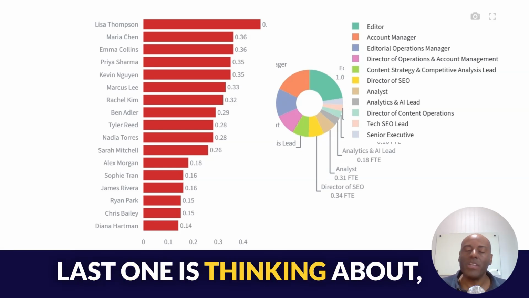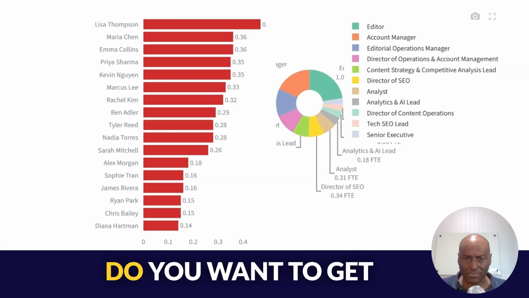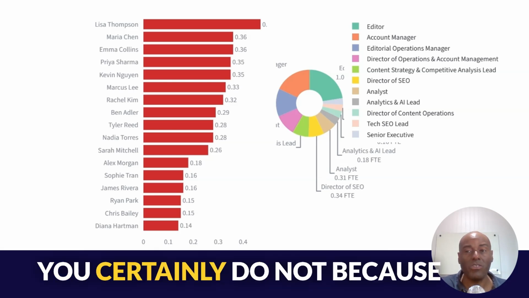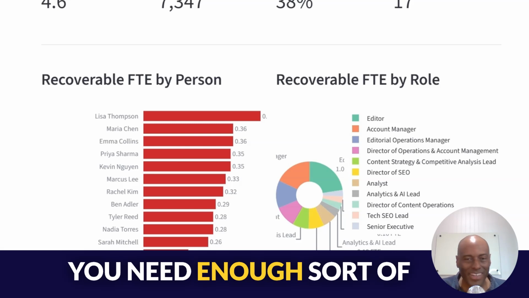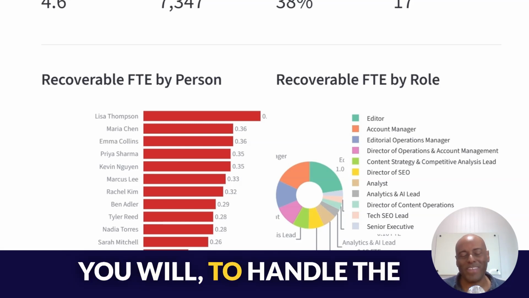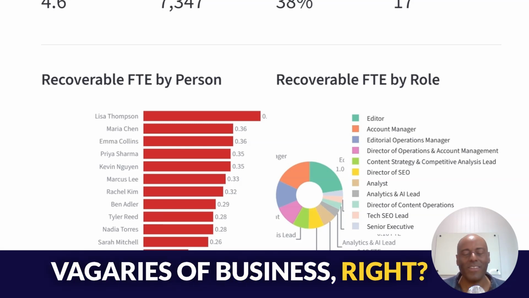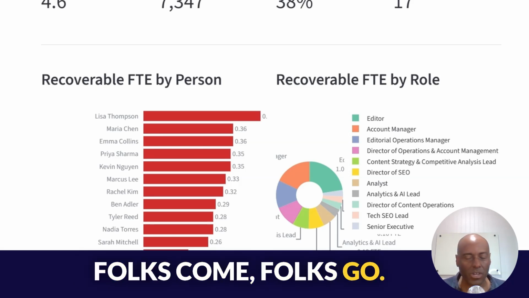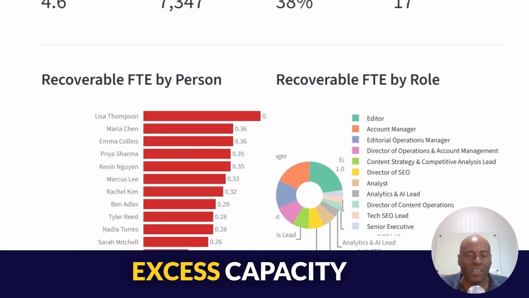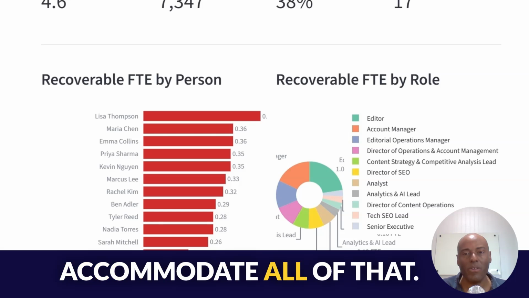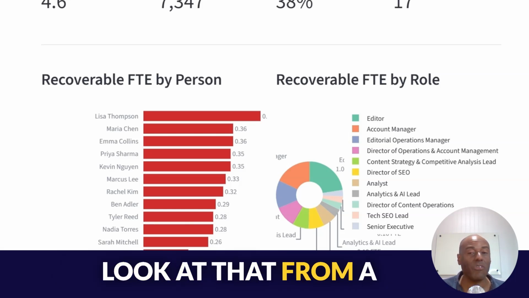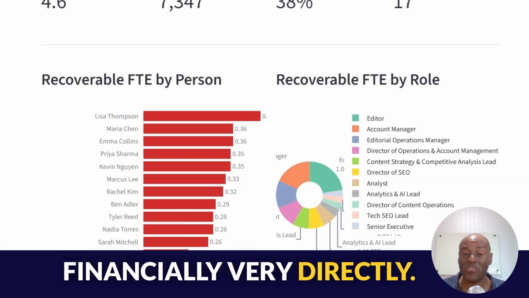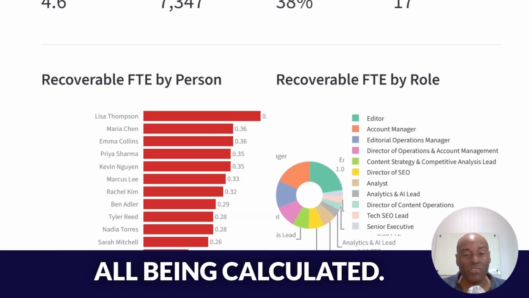And the last one is thinking about resource forecasting. Do you want to get to zero hidden FTEs? No, you certainly do not, because you need enough grease in the gearbox, if you will, to handle the vagaries of business. People go on vacation, people go on leave, folks come, folks go. You need to have enough excess capacity in your system to accommodate all of that. And again, yes, you could look at that from a utilization standpoint, it's critical. But you can also think about that financially, very directly, and that's how this is all being calculated.